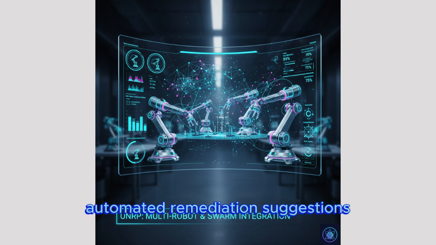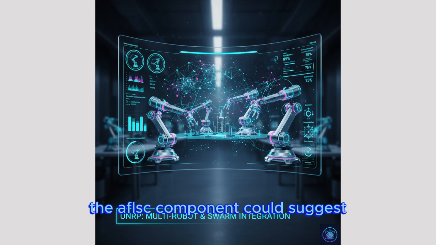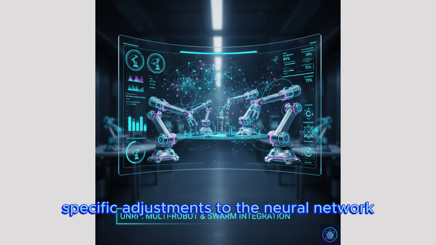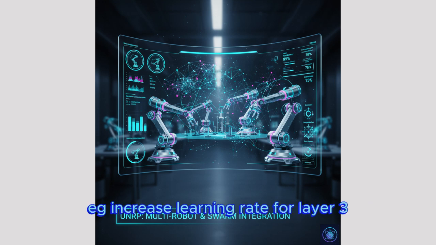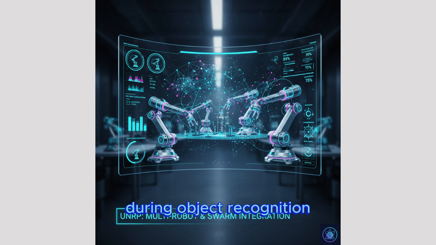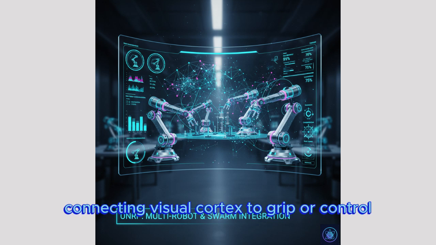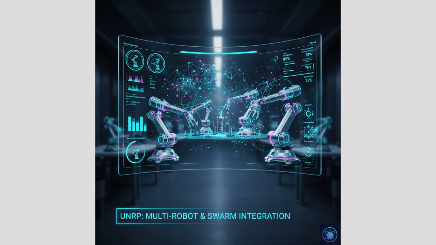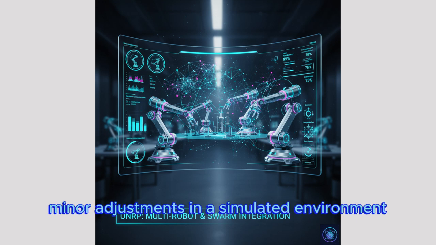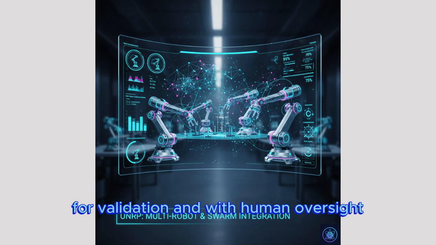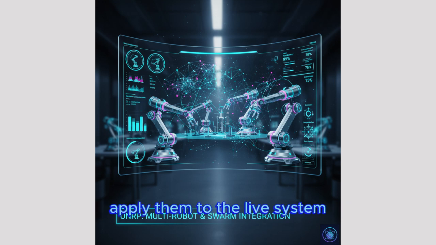Automated remediation suggestions. Upon detecting an anomaly or error, the AFLSC component could suggest specific adjustments to the neural network, e.g., increase learning rate for layer 3 during object recognition, fine-tune weights connecting visual cortex to gripper control. In highly autonomous versions, it could even implement these minor adjustments in a simulated environment for validation, and with human oversight, apply them to the live system.